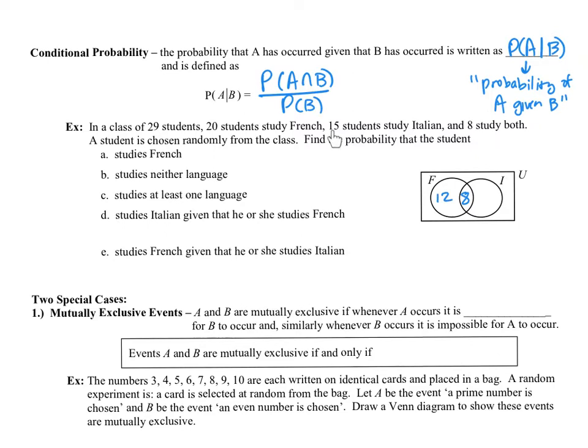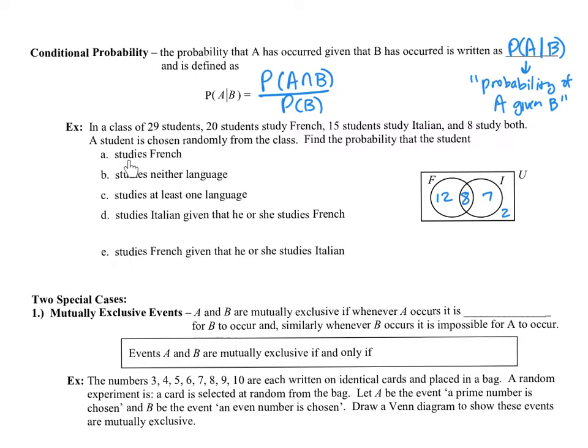If there are 15 students that study Italian, when you look at the Italian circle, we've already counted the 8 that study both, so that means there are 7 left that study Italian only. And then that totals, let's see, 27, so that's 27 out of the 29 students total. So that means in our universal set, there are 2 students that study neither language, okay? So now we can find these probabilities.